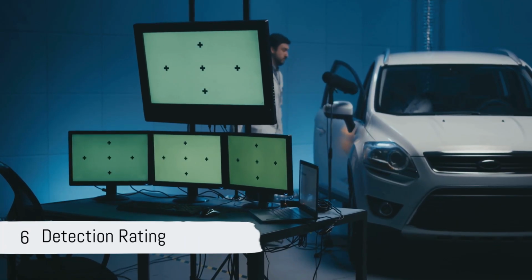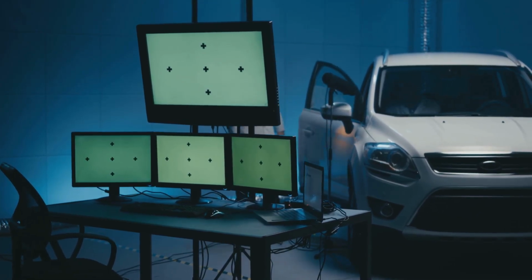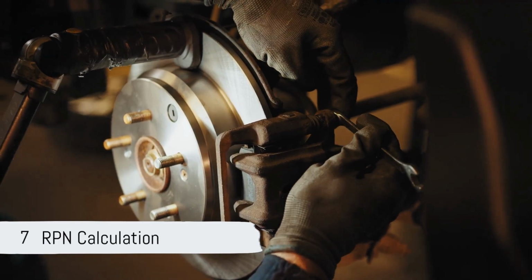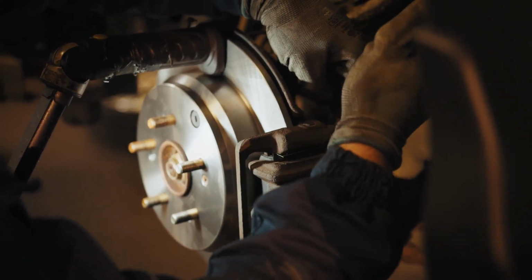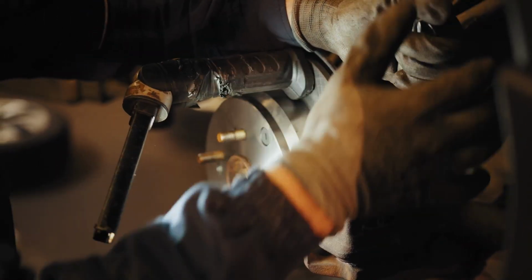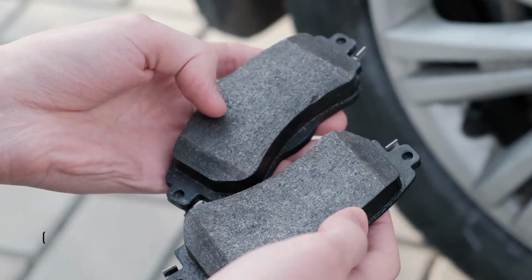6. Detection, or D rating, we are going to assign a 6. This means it is difficult to detect early without thorough inspections. 7. Now, our RPN calculation gives us 9 times 7 times 6. This gives us an RPN number of 378. This is a high risk that needs immediate attention.